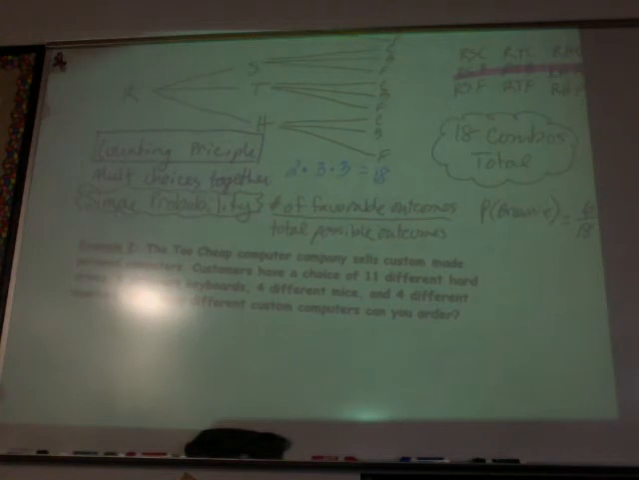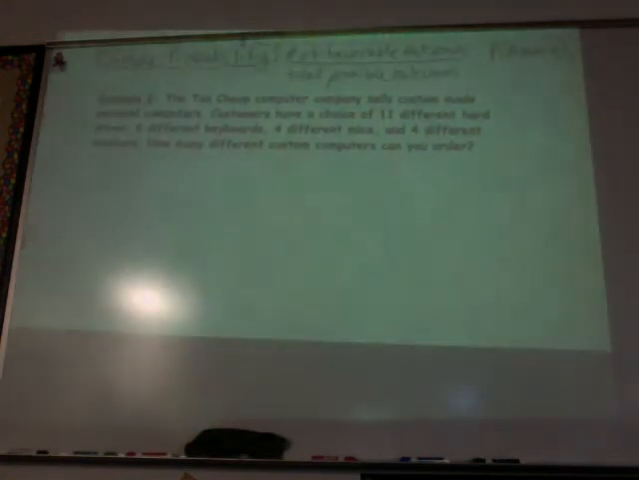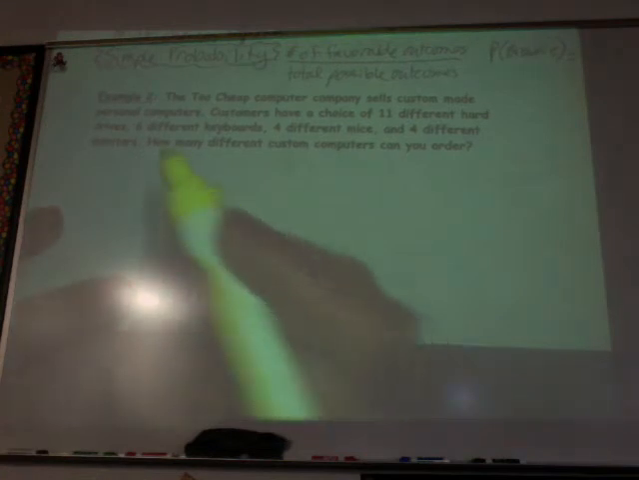All right, so let's look at example 2. The Two Computer Company sells custom-made personal computers. Customers have a choice of 11 different hard drives, 6 different keyboards, 4 different mice, and 4 different monitors. And here's the question: how many different custom computers can you order?